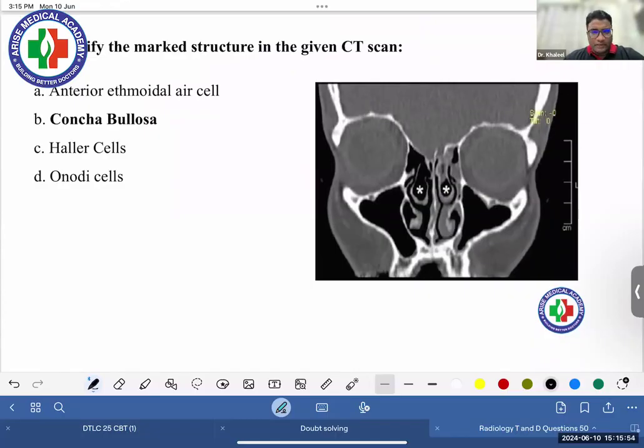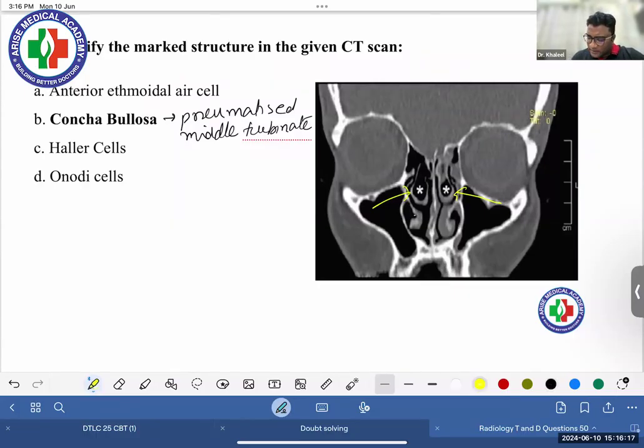Identify the marked structure in the given CT scan. In the given CT scan, you saw that the middle turbinate is pneumatized. A pneumatized middle turbinate is what is called concha bullosa. You can identify the turbinates, right?